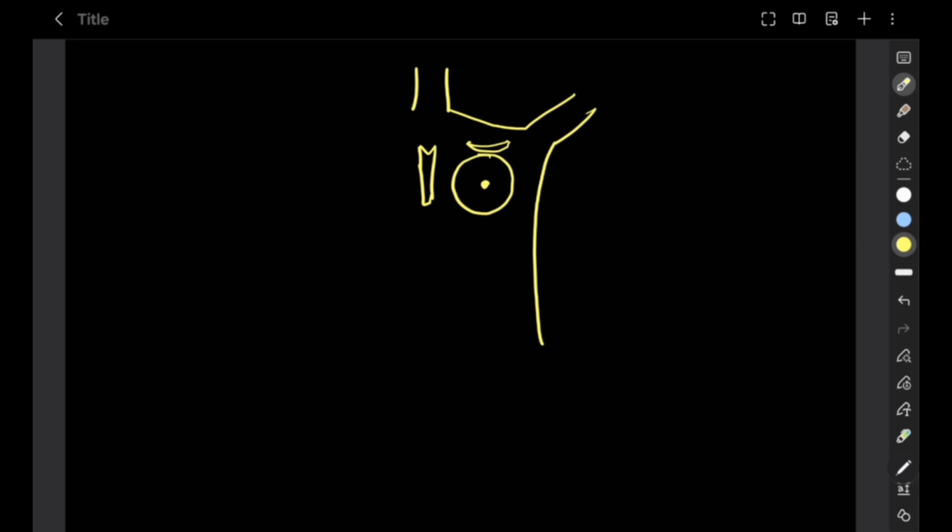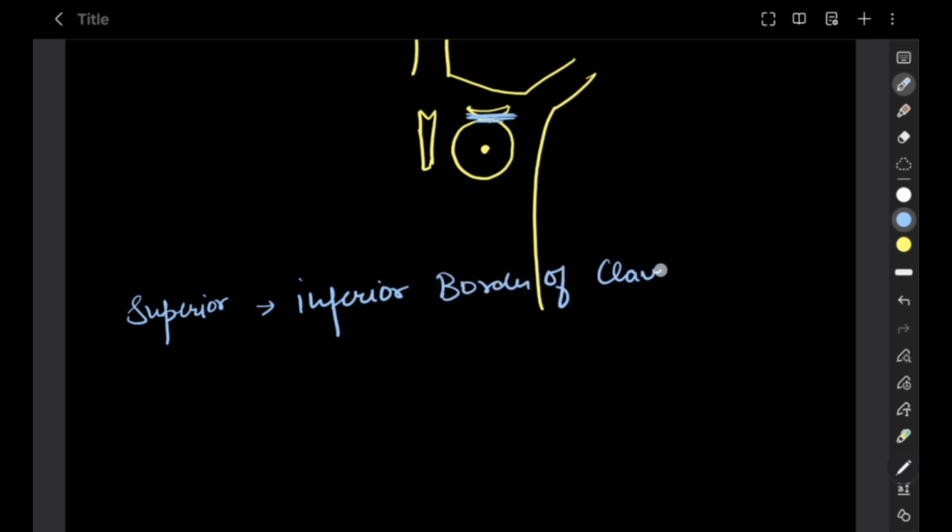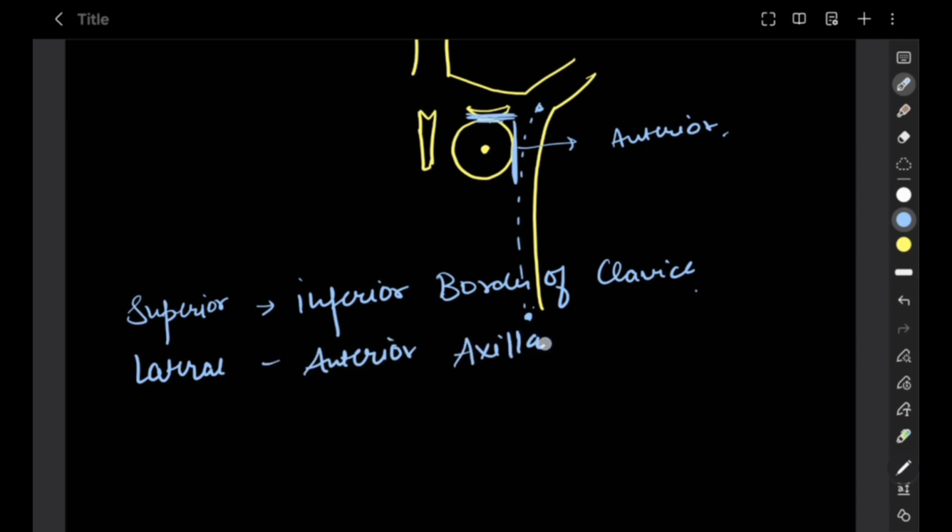See, what will be the surgical extent? If we talk about the superior, superior is the inferior border of the clavicle. Lateral, what we have is the anterior axillary line. From here to here we draw the anterior axillary line. It starts from the axilla to the groin region. So lateral is the anterior axillary line.